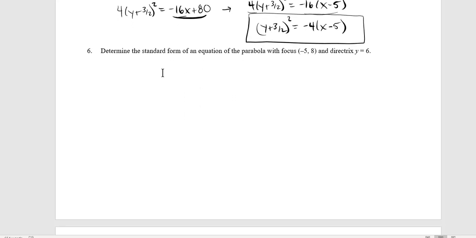Let's determine the standard form of an equation of a parabola with the focus given and the directrix given. We saw some problems kind of like this for the other conic sections. You're given parts of the puzzle, you have to find the rest of the pieces and put it together. So let's draw some stuff right away to get a sense of this visually. The directrix is at y equals 6.